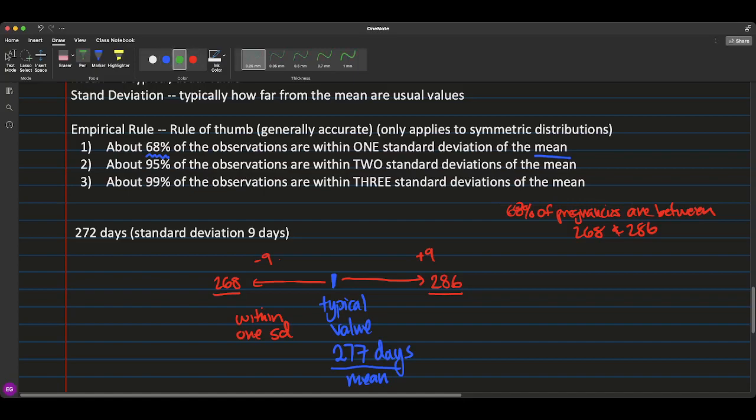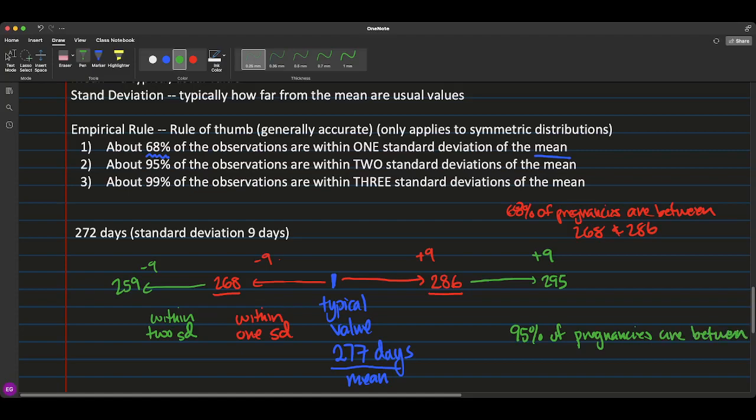Well, then we go two standard deviations of the mean. Two standard deviations of the mean means you would add 9 once and then add 9 twice. So you add another 9. 286 plus 9 is 295. And if you subtract 9 again, you get 259. So anything between 259 and 295 is within 2 standard deviations. So what do we know? About 95% of pregnancies are between 259 and 295 days long. Okay, that's the 95% within 2 standard deviations of the mean, right? Because you can add 9 twice, or you can subtract 9 twice.